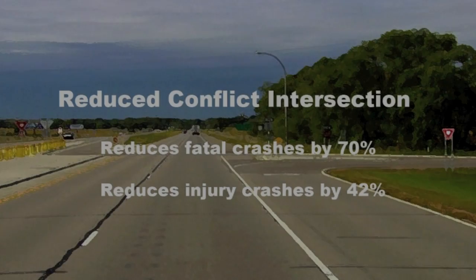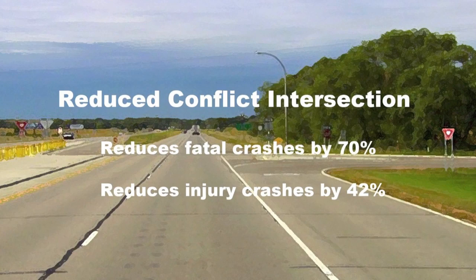A national study sponsored by the Federal Highway Administration evaluated 9 reduced conflict intersections in Maryland. At these locations, fatal crashes decreased by 70%. Injury crashes decreased by 42%.